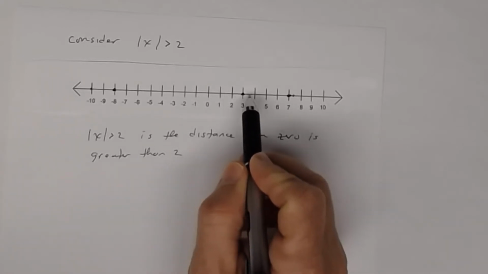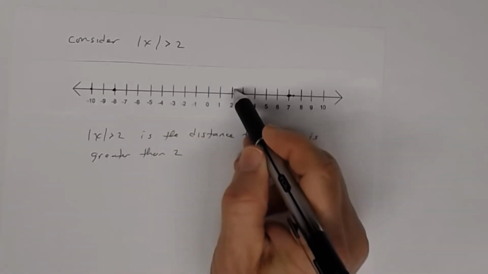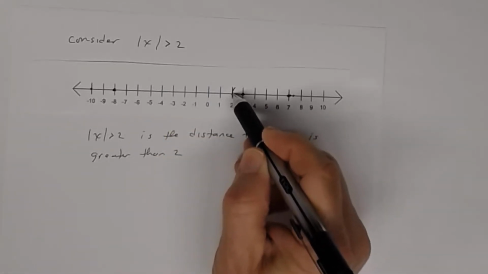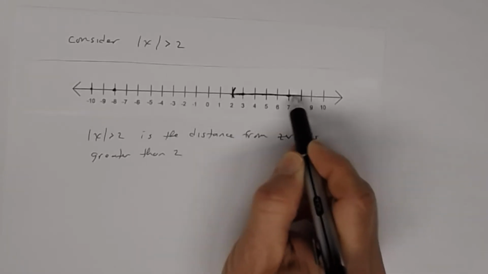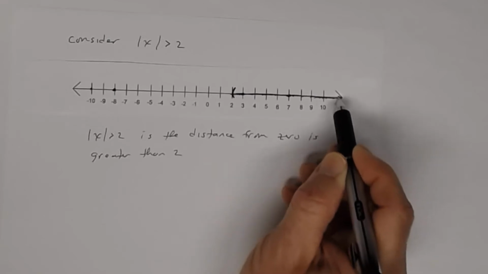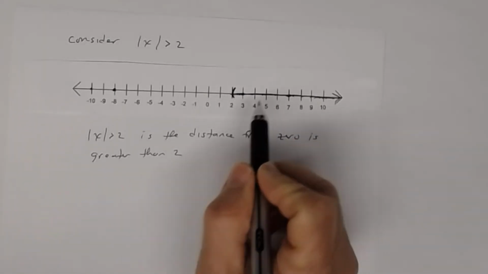So any of these numbers here, that distance is greater than 2. Now, since there's no equal sign, I'm going to go ahead and use parentheses. So this is parentheses right here on 2. And then any number I'm shading is going to be greater. The distance from 0 will be greater than 2.